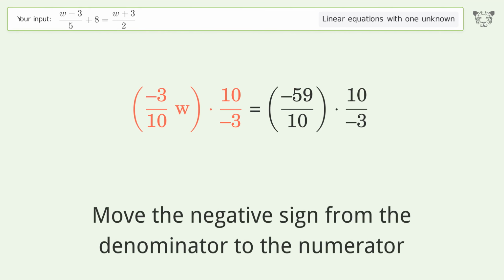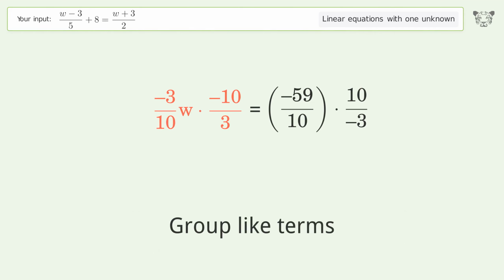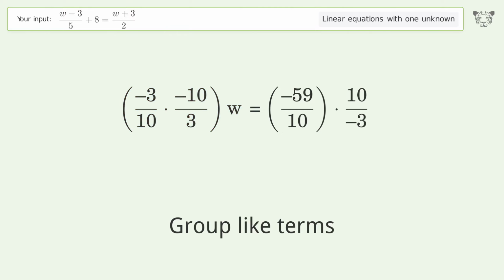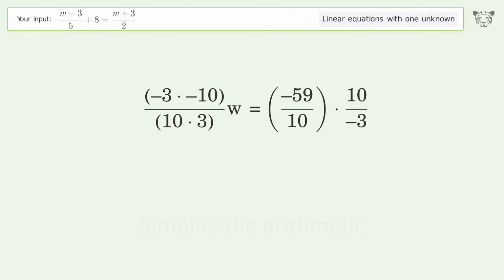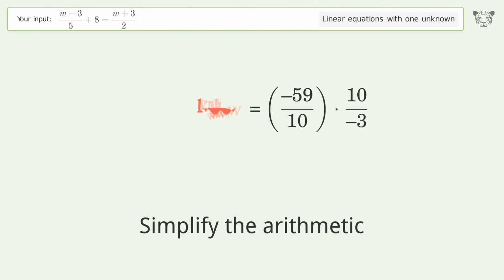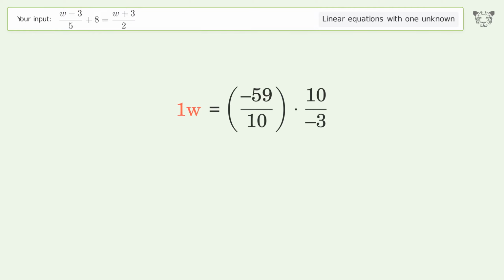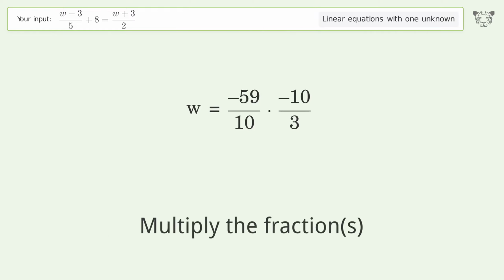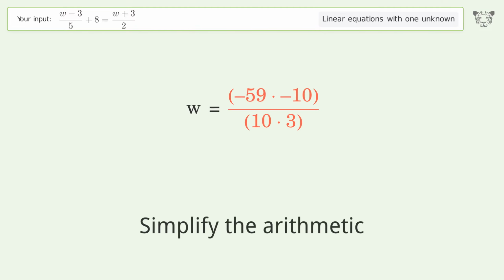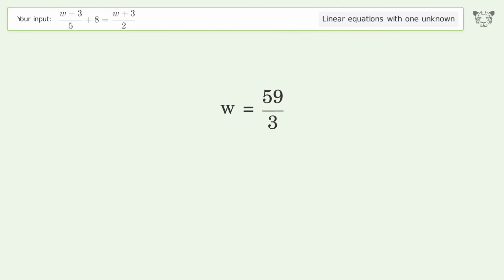Move the negative sign from the denominator to the numerator. Group like terms. Multiply the coefficients. Simplify the arithmetic. Move the negative sign from the denominator to the numerator. Multiply the fractions. Simplify the arithmetic. And so the final result is w equals 59/3.